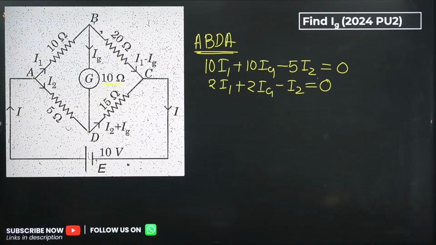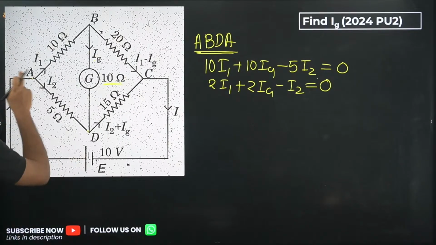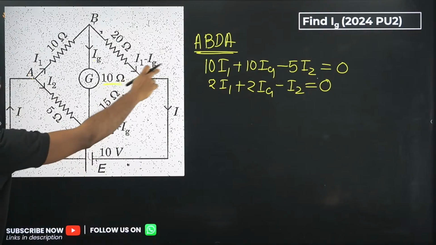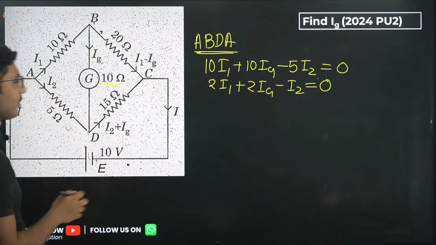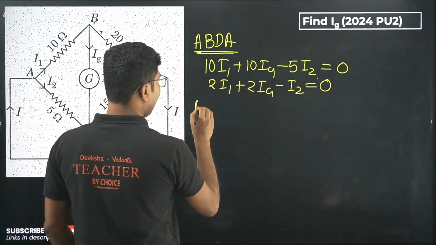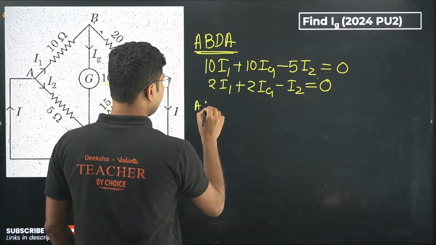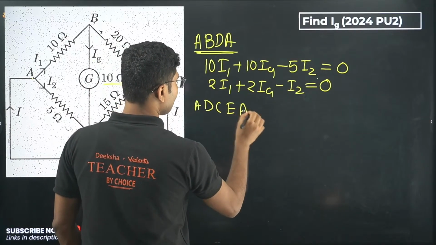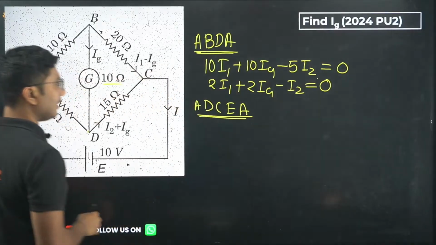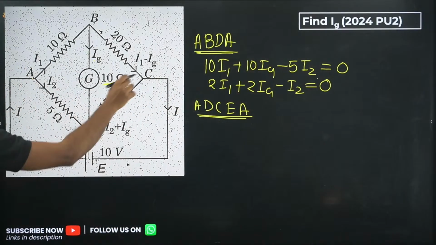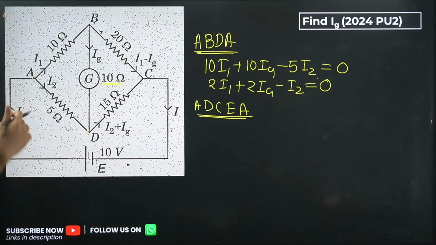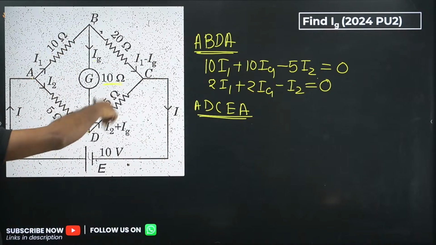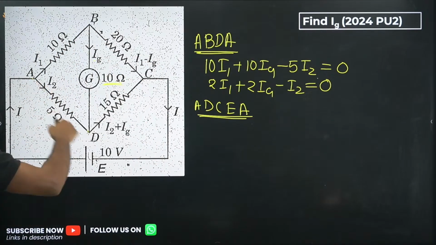And next we will use the bottom loop. As I mentioned, I will use the bottom loop, that is ADCEA. So this loop passes through the cell. If required we might need to use the top loop as well, but I will try to solve it using the bottom loop only.